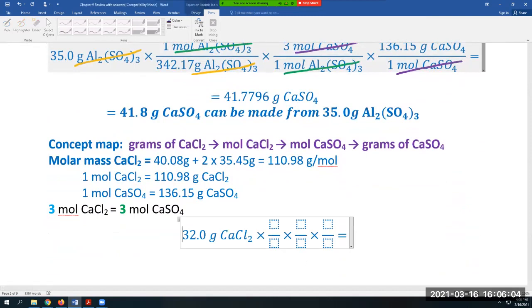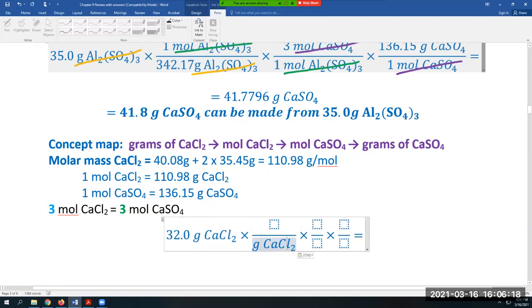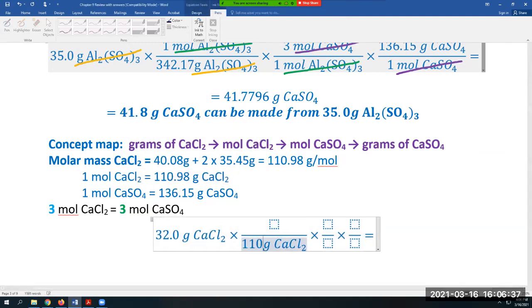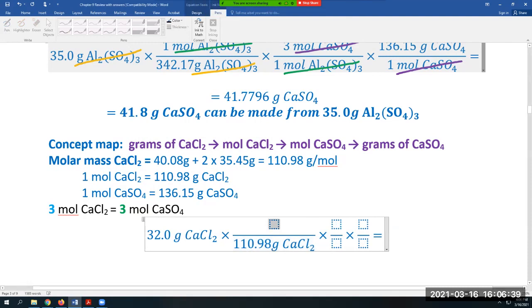32 grams of calcium chloride is the given amount for the calcium chloride. Because we have the unit of grams of calcium chloride in the numerator, we will need to have this unit in the denominator of the first conversion factor so that we can cancel units. And the first step is changing the grams of calcium chloride to moles of calcium chloride. So we will use the molar mass of calcium chloride, and what comes with the grams, it's 110.98 grams of calcium chloride for 1 mole of CaCl2.